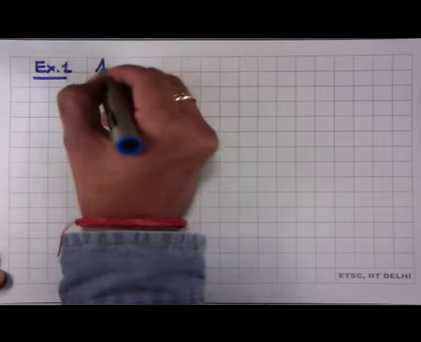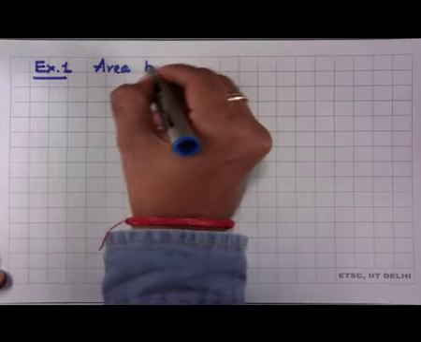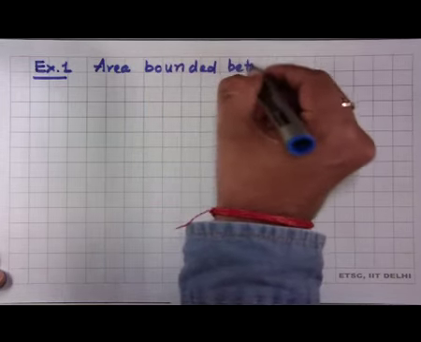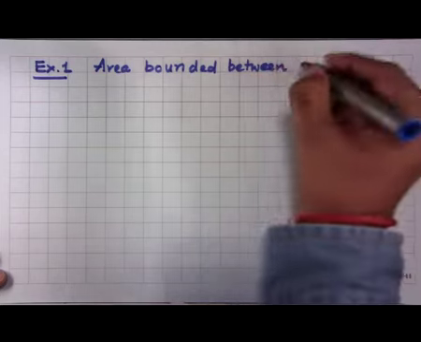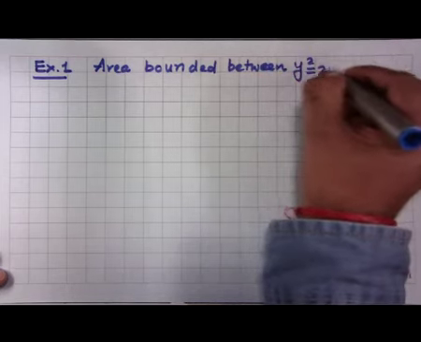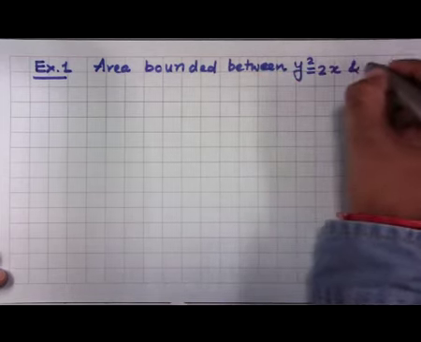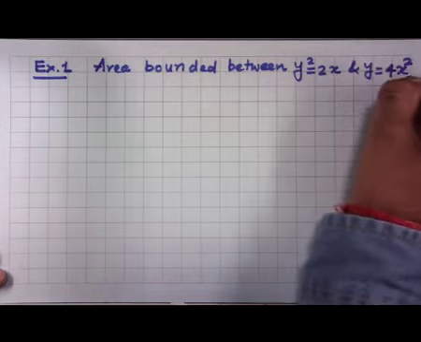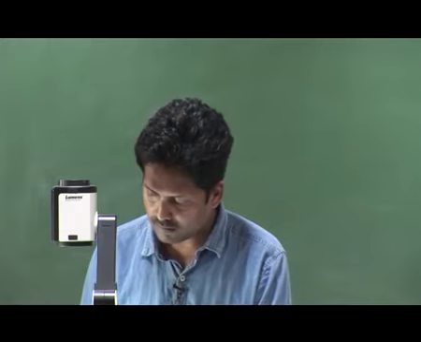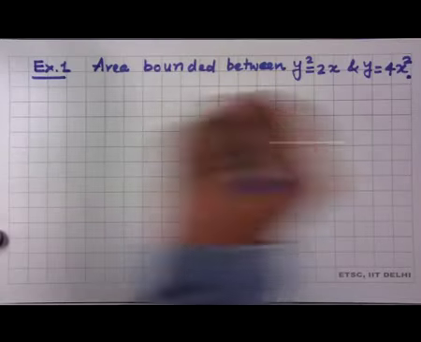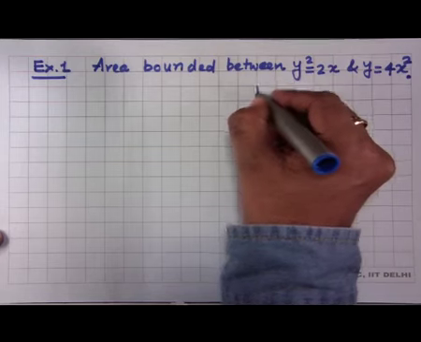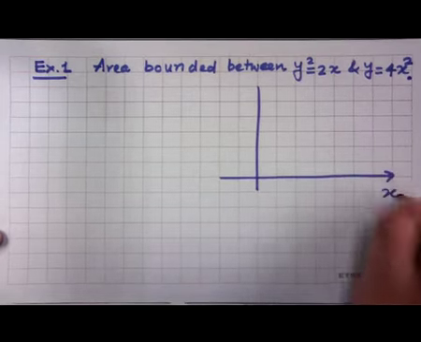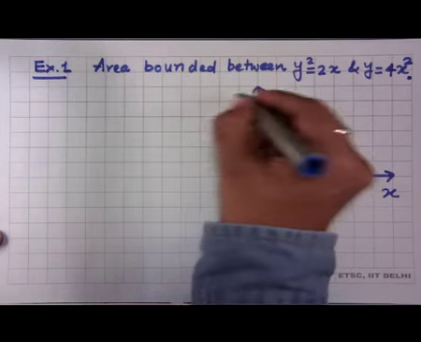So, find out the area bounded between y square equals 2x and y equals 4x square. Let us draw the curves. So, let us see what region we are getting.